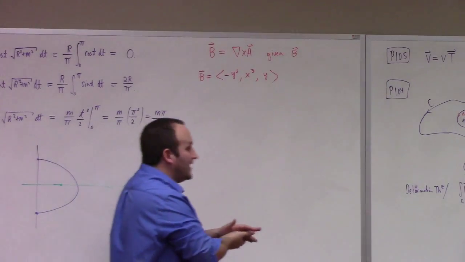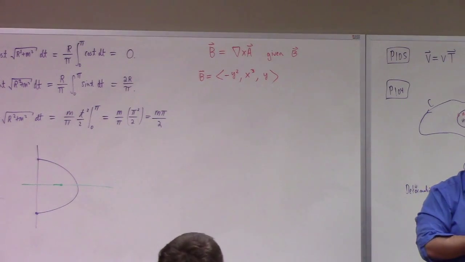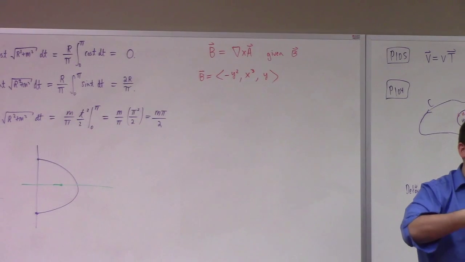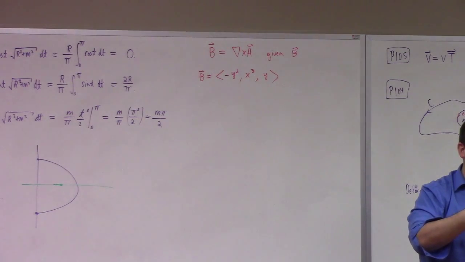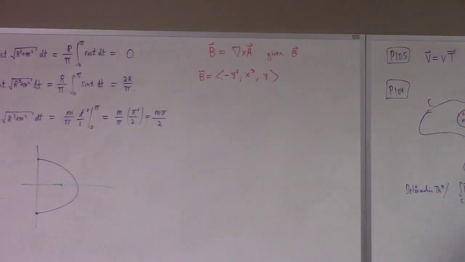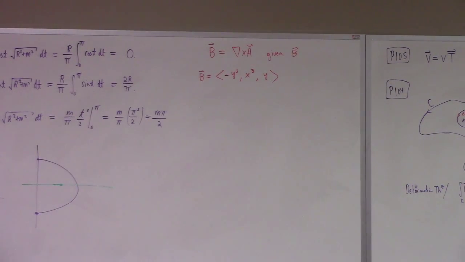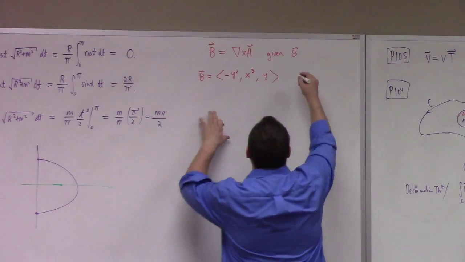It's not the case that every vector field can be written as the curl of another vector field. What would rain on this parade? What's a vector identity we know? The curl of a gradient is what? 0. What's the divergence of a curl? Also 0. The divergence of a curl is 0. So if this is divergenceless, I'm probably okay.